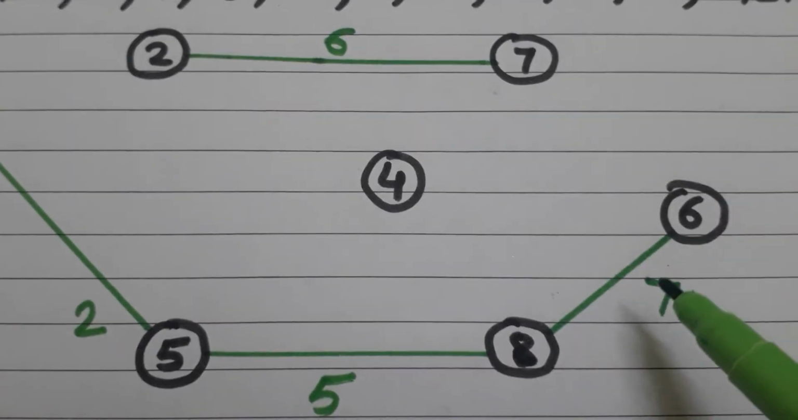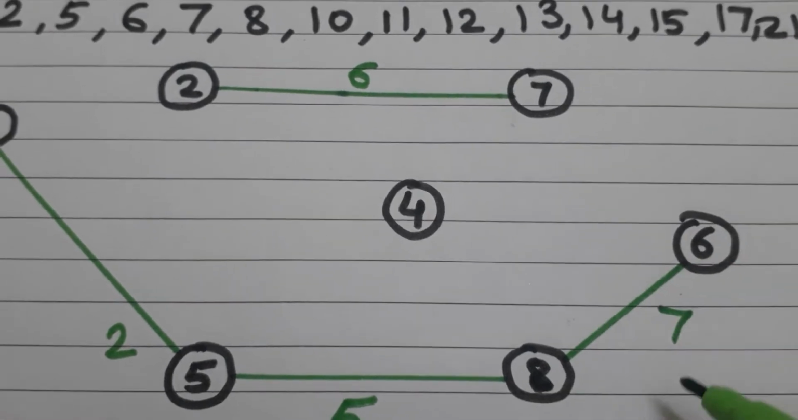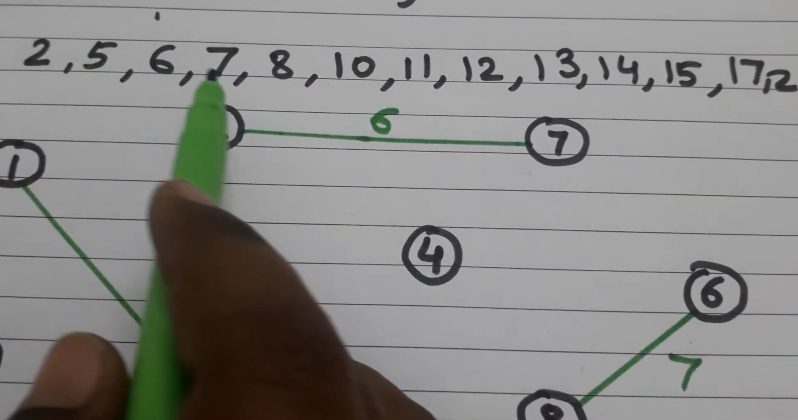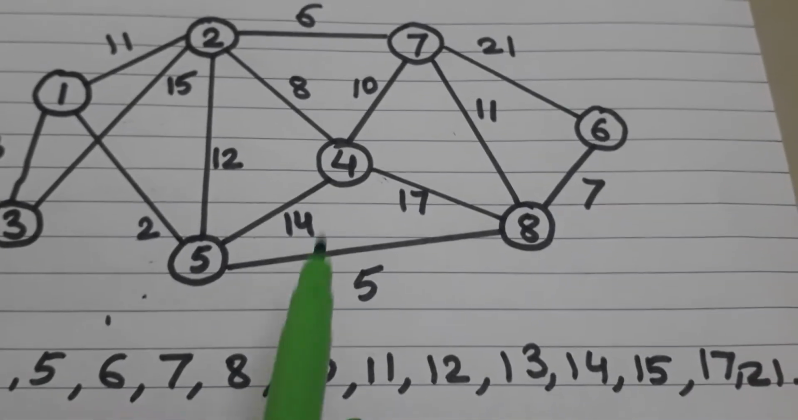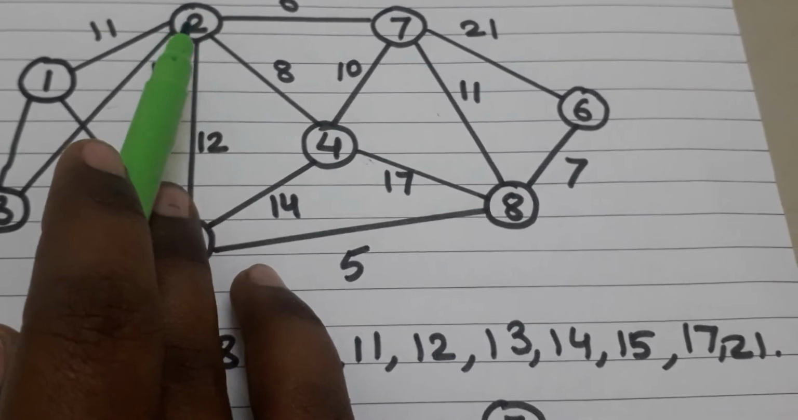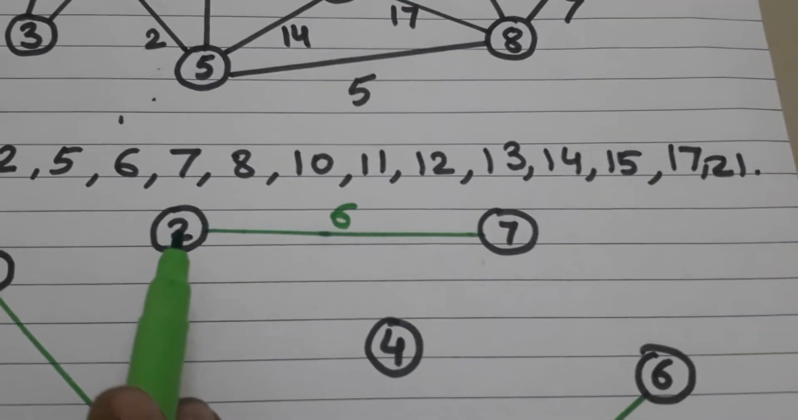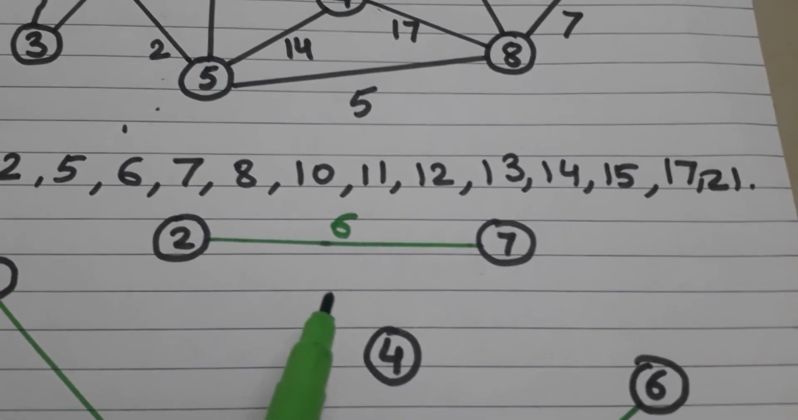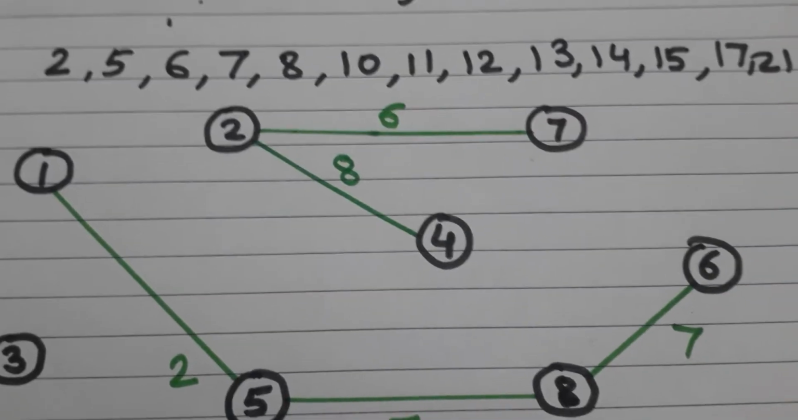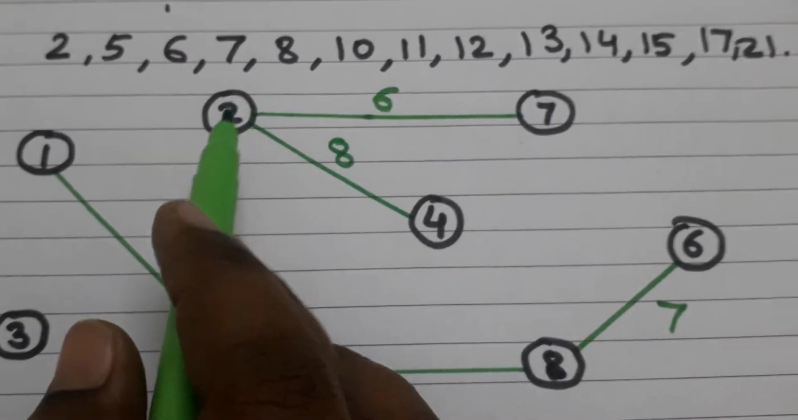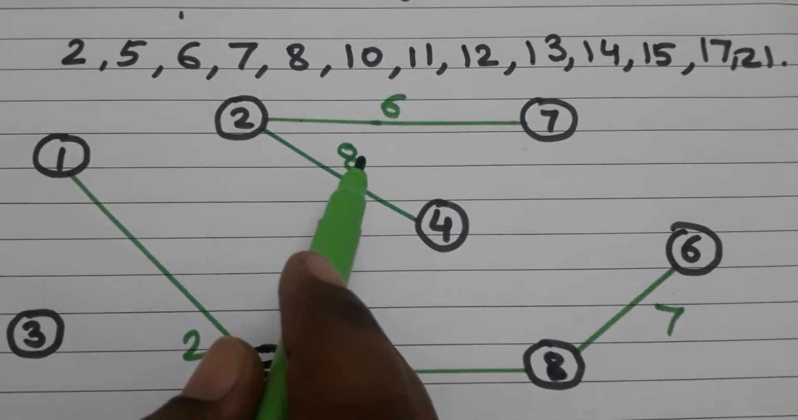Now here we have drawn an age from 6 to 8 or 8 to 6 with the weight 7. Now after 7 the next age is 8. Now if we can see here the age 8 is present from 2 to 4. So we have to draw the same age from 2 to 4 with weight 8. So here age from 2 to 4 or 4 to 2 age is created with weight 8.